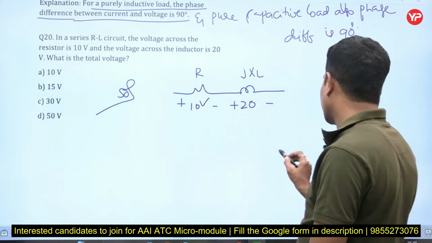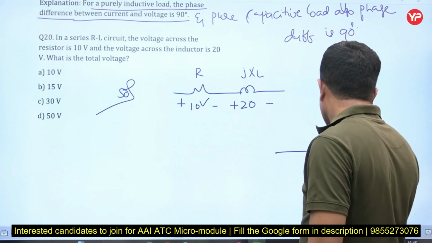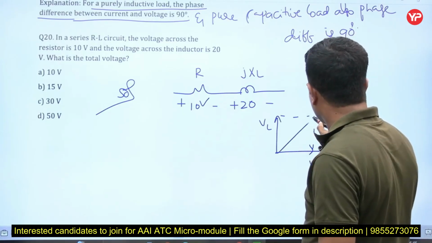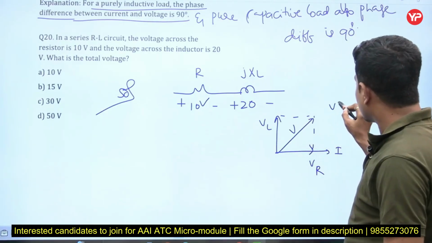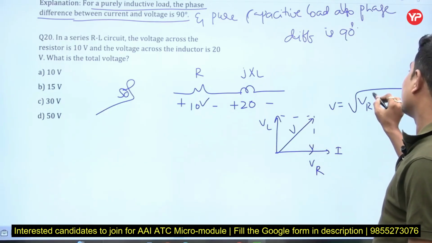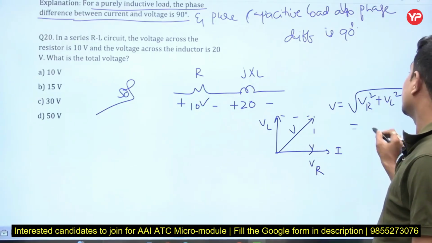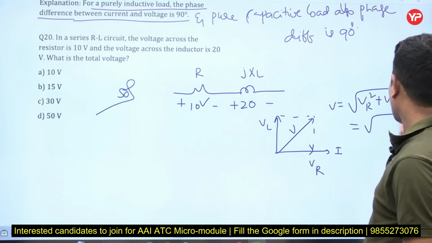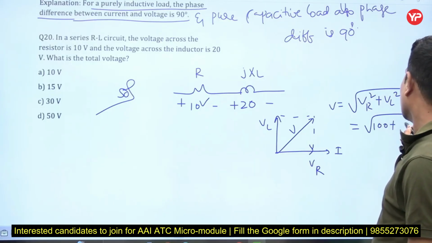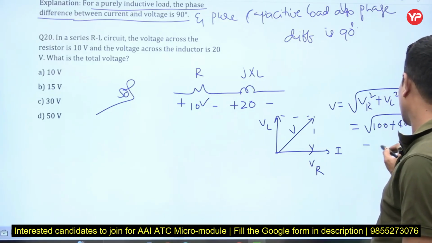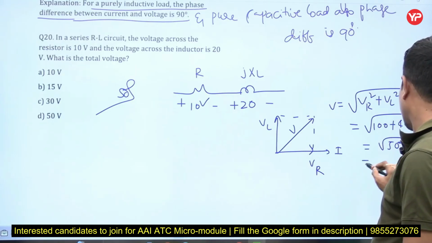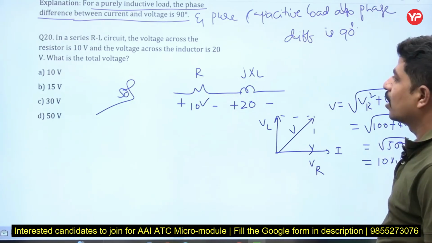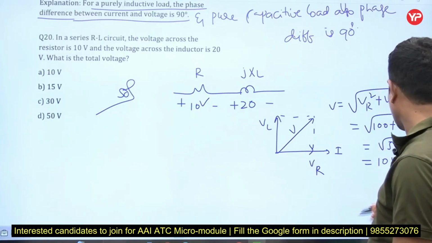If I draw the phasor diagram, this is the current I, this will be the voltage across the resistor, this will be the voltage across the inductor, then this will be the total voltage V. V is equal to root of VR square plus VL square. It is the parallelogram law of addition, but not arithmetic addition. Root of 100 plus 400, 20 square is 400. This is root of 500. So that will be 10 into root 5, nearly.